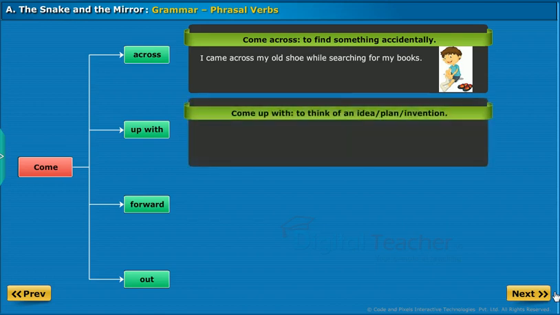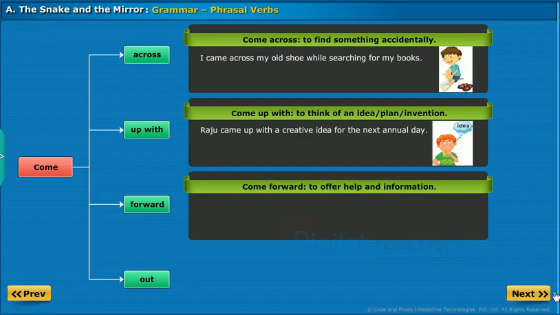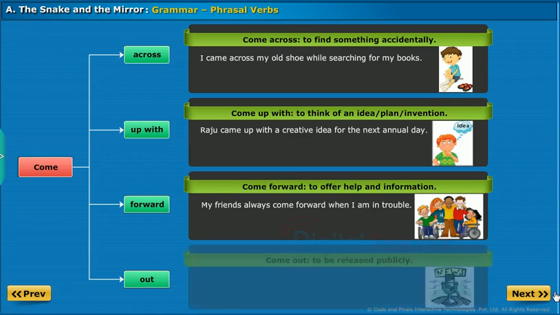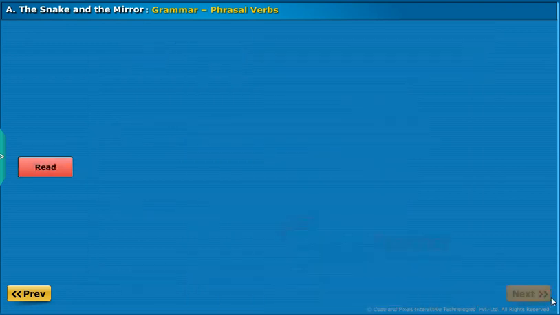Come up with. The meaning of come up with is to think of an idea or plan or invention. Come forward. The meaning of come forward is to offer help and information. Come out. The meaning of come out is to be released publicly. Let us look at one more example.